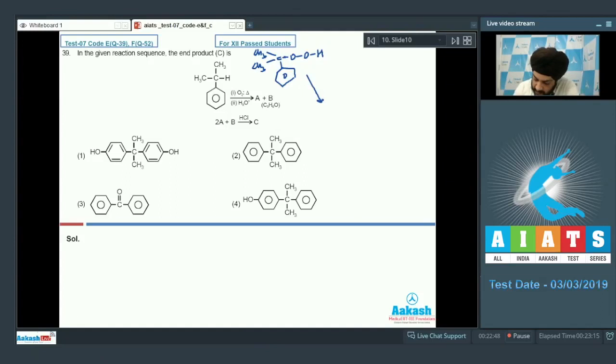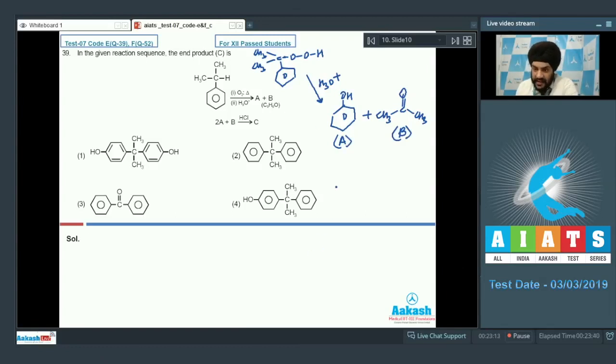And upon hydrolysis, the cumene hydroperoxide will lead to the formation of phenol along with acetone. Now, it is clear to us that the compound A is phenol, whereas the compound B is the acetone, as mentioned to us in the question.